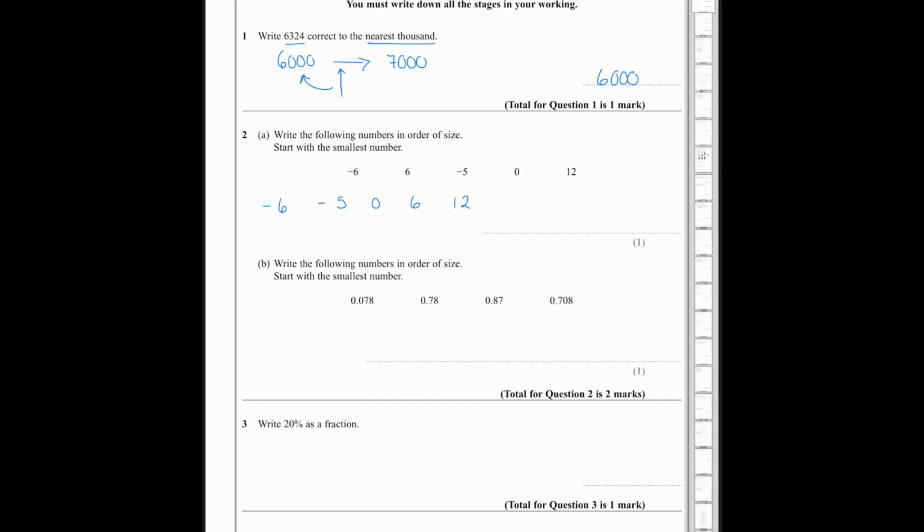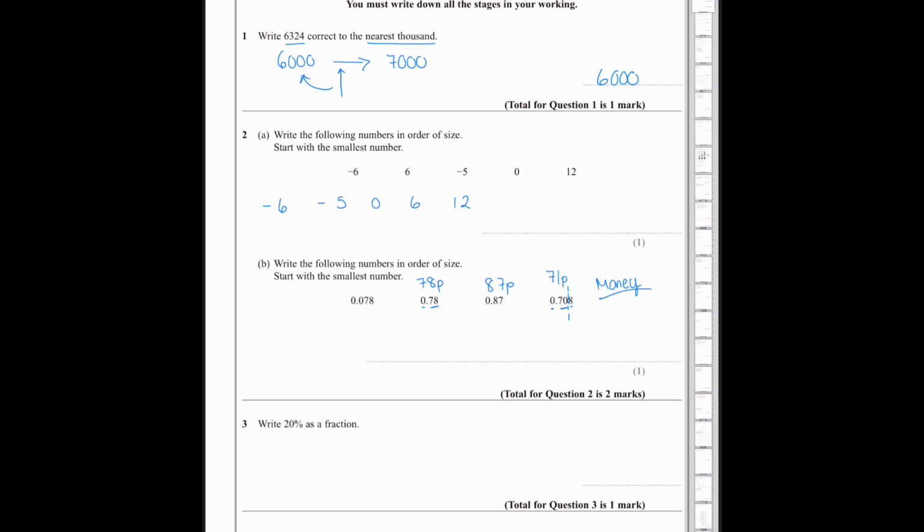Now it says to write the following numbers in order of size, starting with the smallest. Now these ones are decimals, so when I work with decimals, I always try and encourage students to think about money. Okay. Now, to make this easier for ourselves, we could say that this is actually 87 pence. And we could say that this is 78 pence. Okay, £0 and 78 pence. Now, this one is £0 and 70 pence. But we've got this little 8 on the end. So we could say it's 71 pence, or really close to 71 pence.